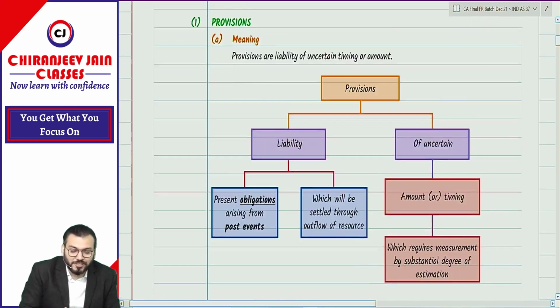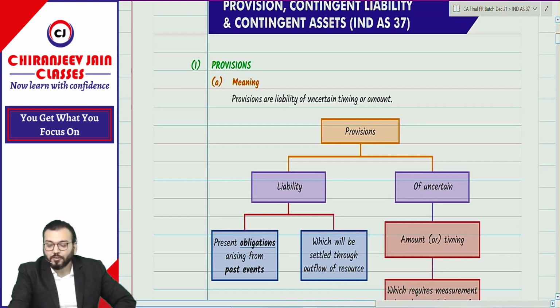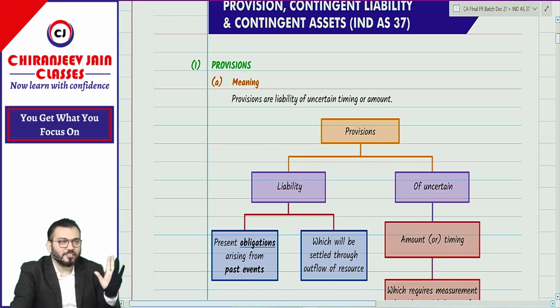You are not supposed to read whatever is given in the books. What is the difference between provision and contingent liability? One answer I got: provision is probable, contingent liability is possible. So I will ask you, what is the difference between probable and possible? Raise your hand if you want to participate, because I cannot understand your emotions otherwise. Anyone who raises a hand, I will ask only them.